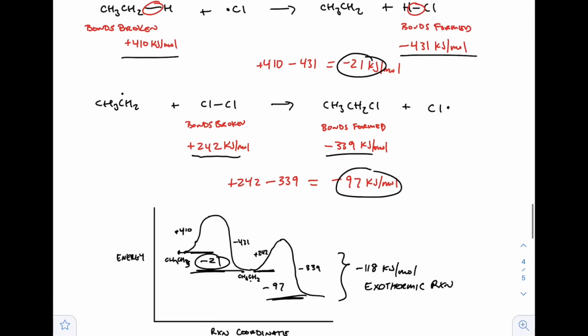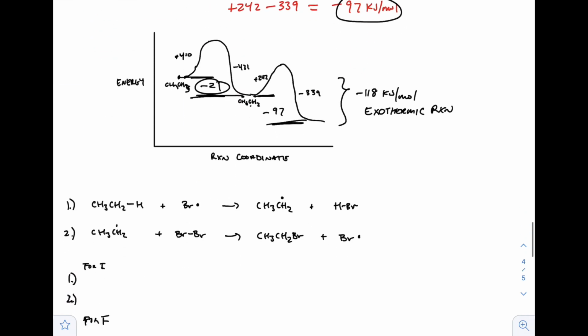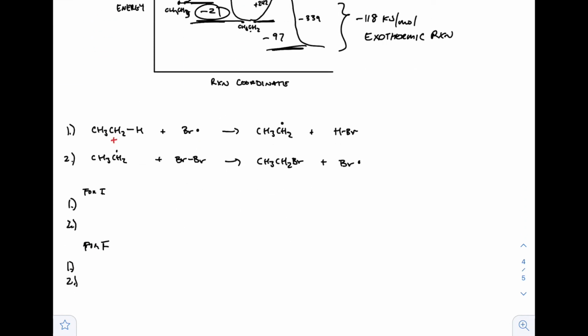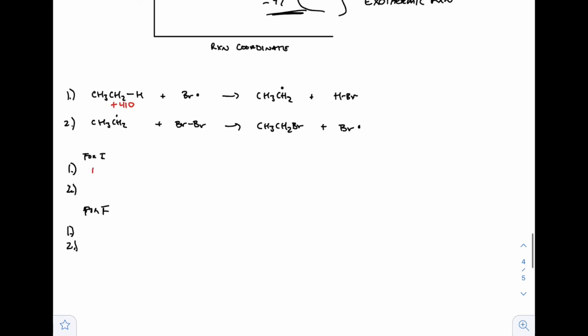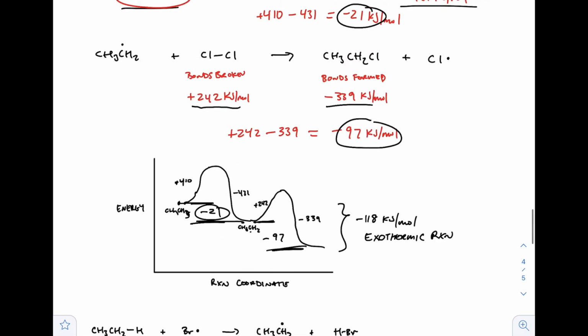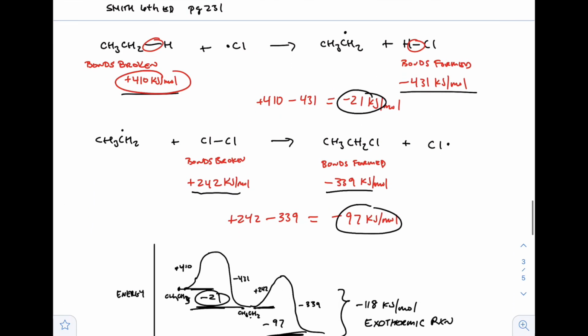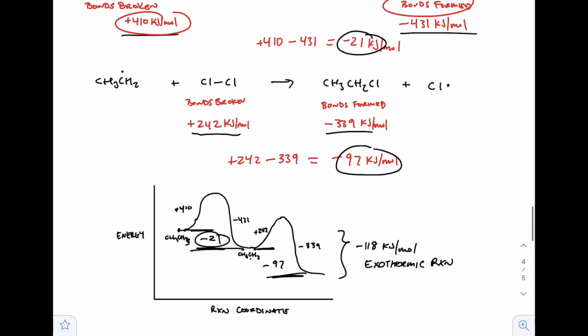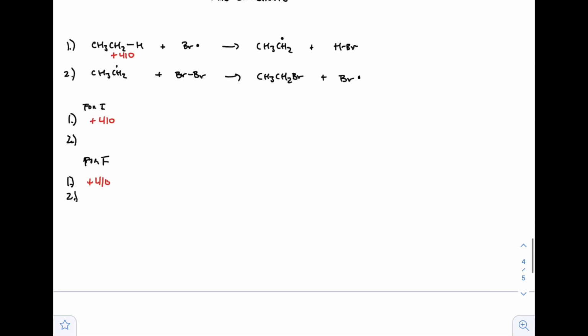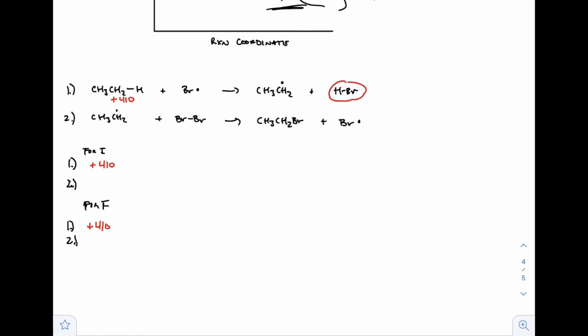So for ethane, it's 410 for all of them, okay? So 410, 410, 410, because we're always starting with ethane. All right, and now the next number we have to look up is the bonds formed. In this case, we're looking up HBr. If you look in your chart, the HBr value is 368, but it's bonds formed, so it's negative 368.